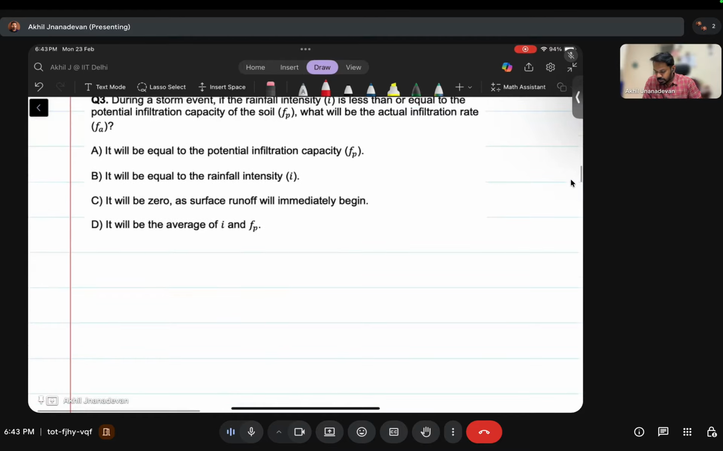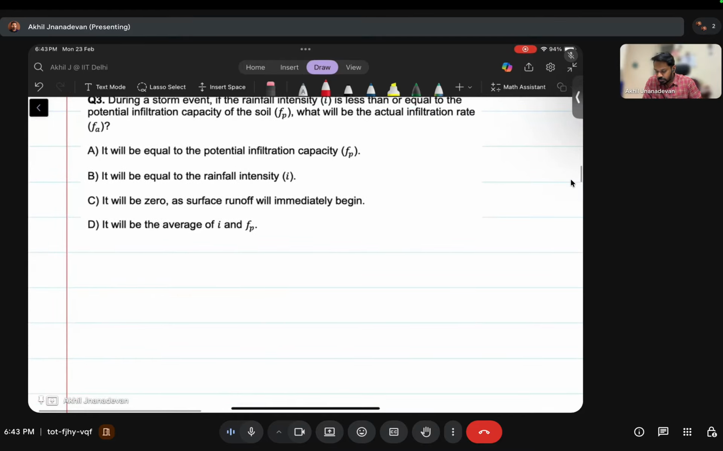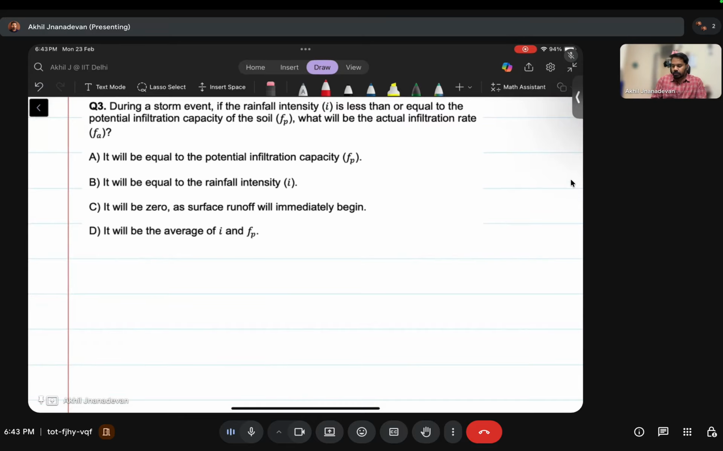So the next question is: during a storm event, if the rainfall intensity is I, so the intensity of the rainfall is happening at I rate. Intensity unit you already know, right? Millimeters per hour, or length per time, is less than or equal to the potential infiltration capacity of the soil, fp. So we need to know what is the potential infiltration capacity of a soil and what will be the actual infiltration capacity.